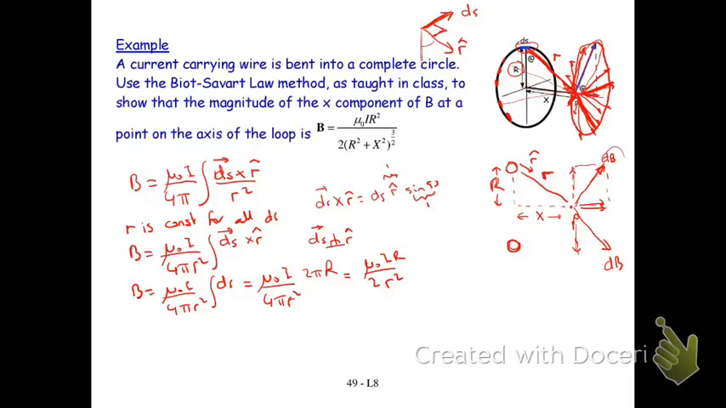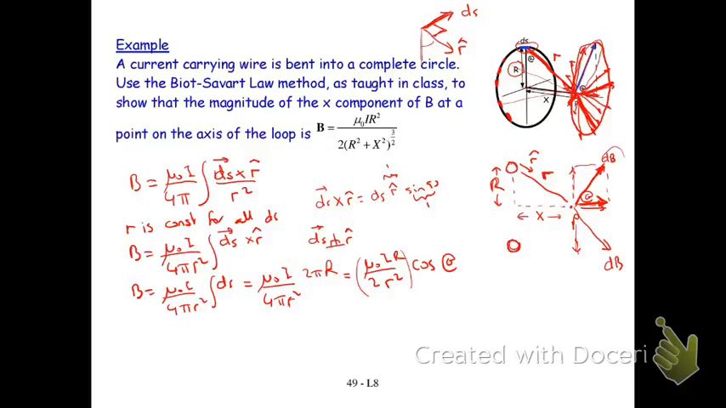So I need to multiply this by the component. Well, the component is going to be cosine, and we'll call that that. So I worked out my dB, and I want to work out what that component is, and it's going to be the dB times the cosine. There's my dB, the integral of all my dBs, times the cosine of that angle.